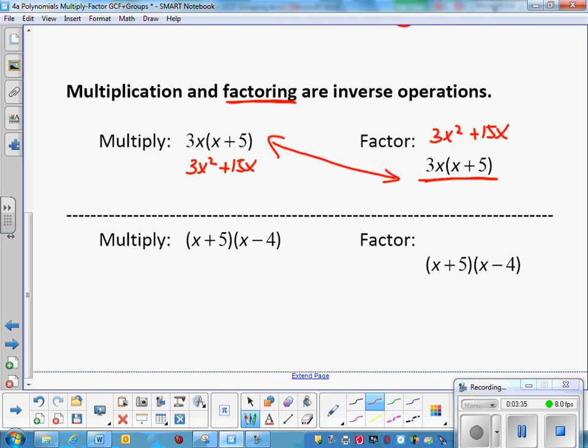So when I multiply, I get one answer, and when I take that answer and factor, I go back to the original. Same thing, if I were to multiply this out with FOIL, x squared minus 4x plus 5x plus x minus 20. If I were to take that and use our factoring techniques, which you know, but we're going to repeat in just a bit, and factor that, I would come back to this. So factoring is the inverse of multiplication. And to check factoring, what should you do? Yes, you should multiply to check to see if you get the original problem back.